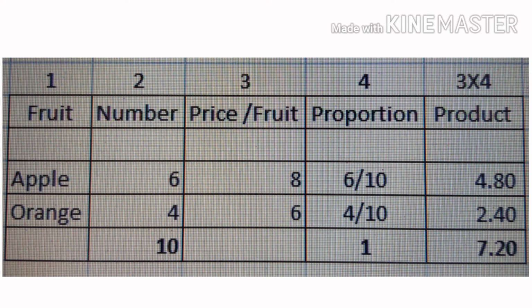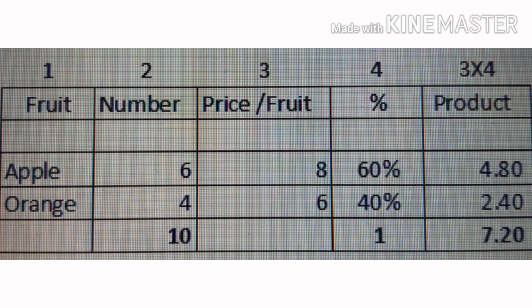Second method, we will find out the proportion of each item. Now we can see that apple is 6 out of 10. The proportion is 6 by 10, and the orange is 4 out of 10, that is 4 by 10. So we will multiply the proportion with the price. 8 into 6 by 10, that is 4.8, and orange 6 into 4 by 10, that is 2.4. The total is 7.2. The same amount we got in the previous method.